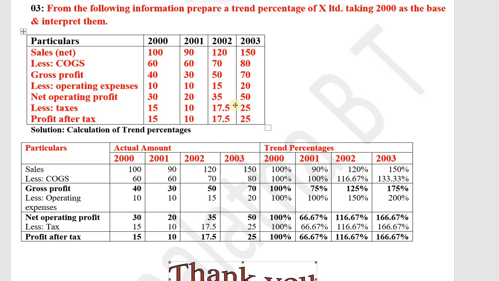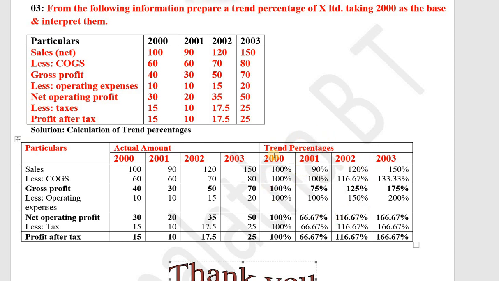So they have given you all the 4 years information, 2000, 2001, 2002, 2003. And again here sales they have given minus cost of goods sold, you'll be getting the profit, less operating expenses, and you'll be getting the net operating profit. In that, tax you will be getting. All the information has been very clearly given. Please go for recording the same in the table and then calculate the trend percentages.